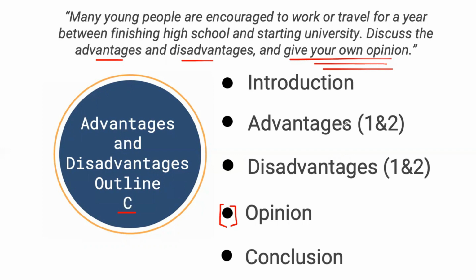You'll have an introduction, your 2 advantages in the second paragraph, your 2 disadvantages in the third paragraph, your opinion in the fourth paragraph, and then a conclusion. So note that outline C has 5 paragraphs, whereas the others have 4 paragraphs. This is very similar to an opinion essay. It sort of combines the two, actually. This is a nice combination between opinion essay and advantages and disadvantages. So study these different outlines, look at the keywords in your writing prompts, and you'll be good to go.